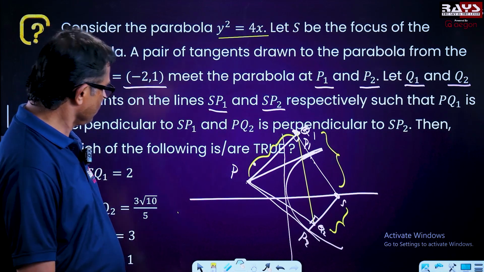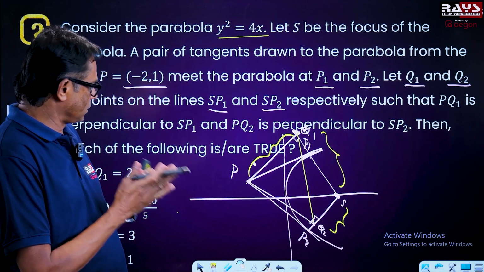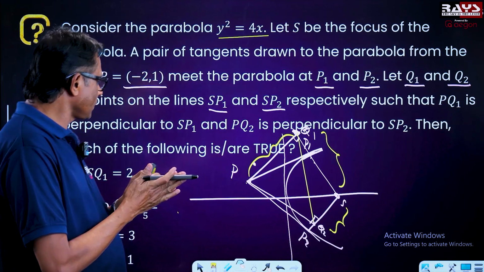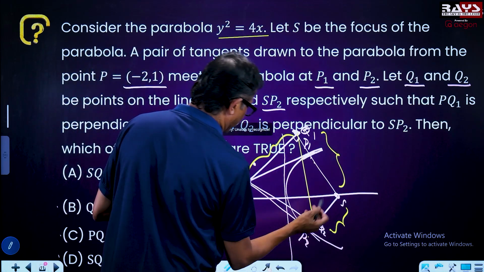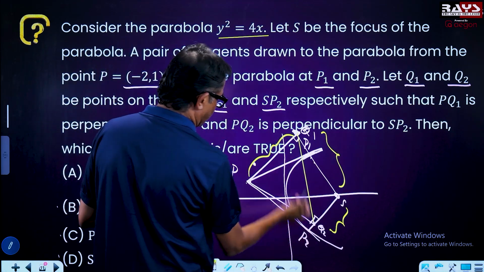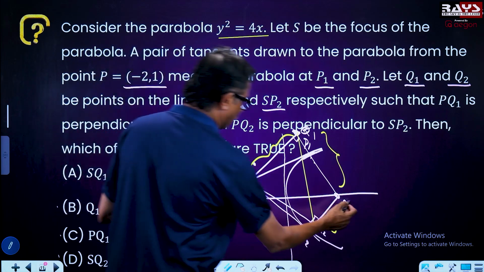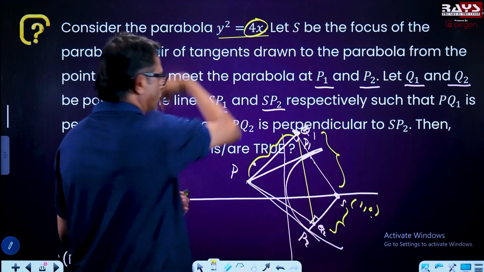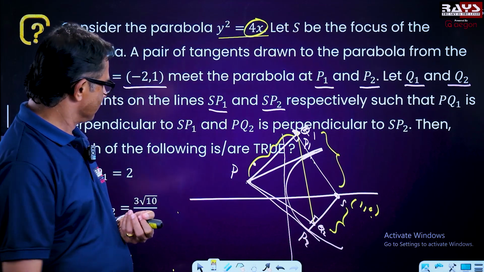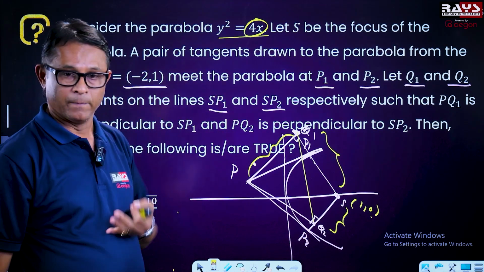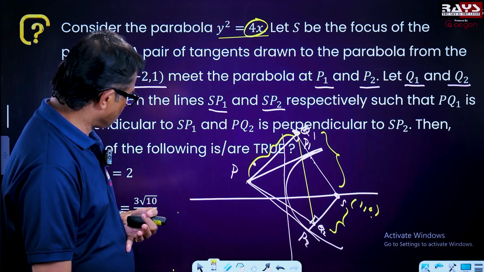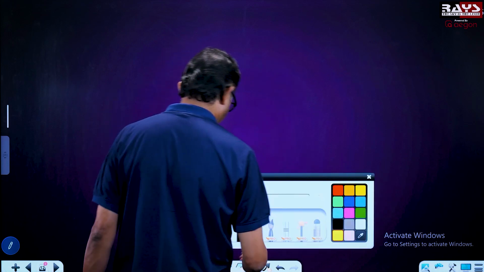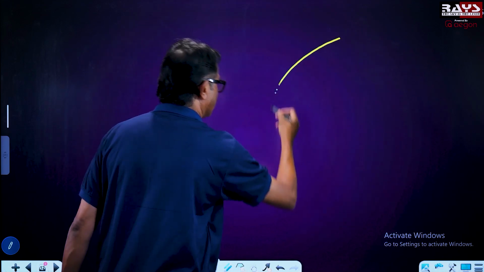So what to do is, we should write the equation of the tangent to the parabola from the point minus 2, 1, and we have to find out the points P1 and P2, and we have to find out Q1 and Q2. S is what? The focus is 1 comma 0, because 4a is equal to 4, so a is equal to 1. So 1 comma 0 is the focus because it's a standard right open parabola. So let us see how to do this question. I'm drawing a parabola.